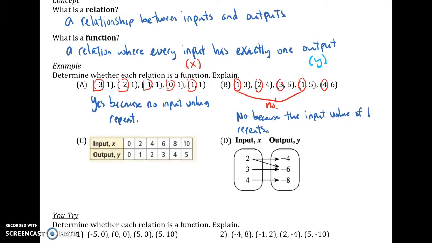Okay? So we can see the same deal here with C. Again, we're going to see each input and the output, but to check if it's a function, just look at the x. 0, 2, 4, 6, 8, 10, nothing repeats. Beautiful. It's going to be yes, because no input values repeat, or no x values repeat.